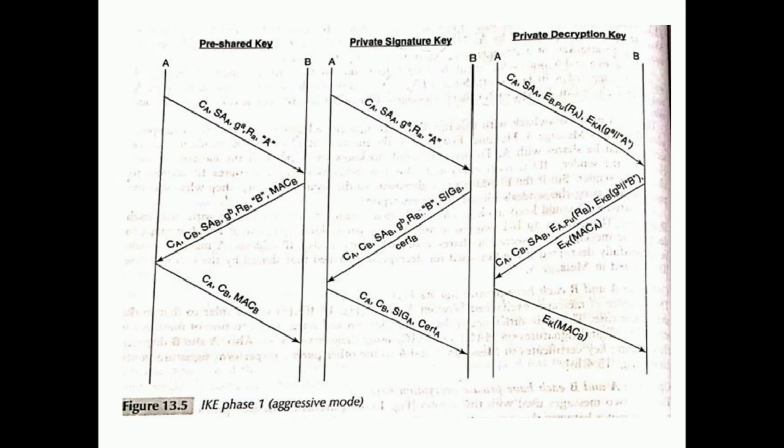A computes its partial key and sends it to B in message 1. B has no choice but to quietly accept the group chosen by A. So this is what is done in aggressive mode in all the 3 messages for computation of key values.